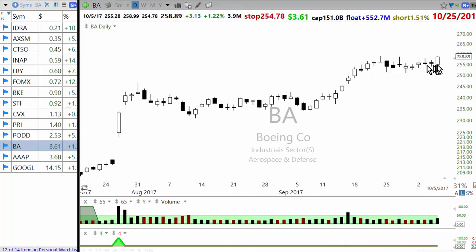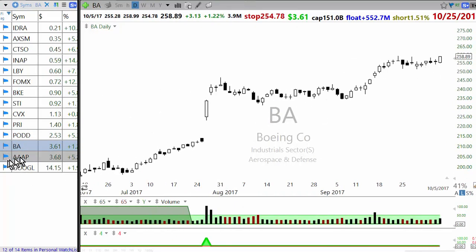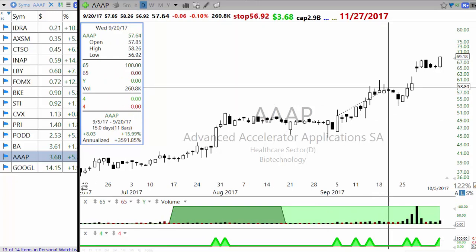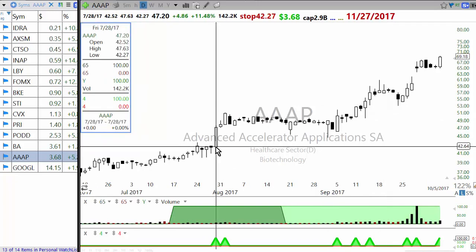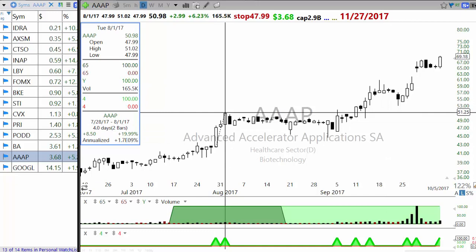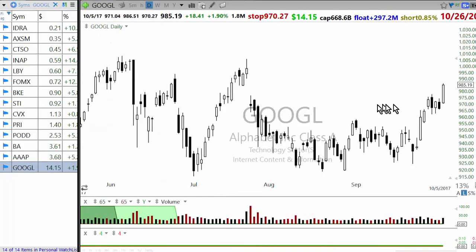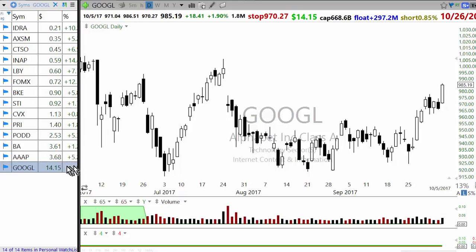See here, excellent setup. Then you have Advanced Accelerator Applications. It's a French company basically. See here, there was a 4% breakout. How did it behave? It went up around 16%. Here there was a 4% breakout. It made around a 20% move. So that's the potential on these kinds of things. And then you have Google. Those are the kind of things you can find using breakouts. So this is as far as bullish is concerned.